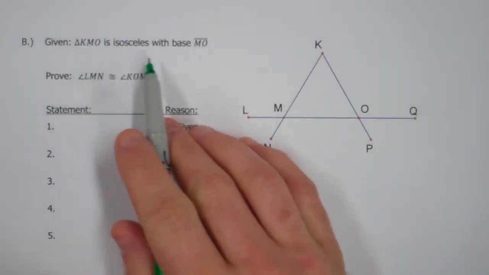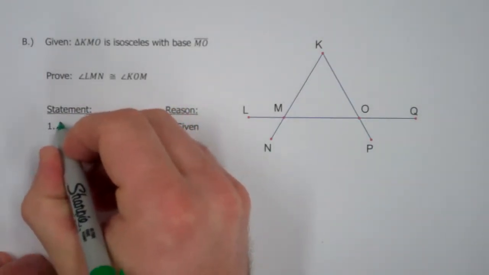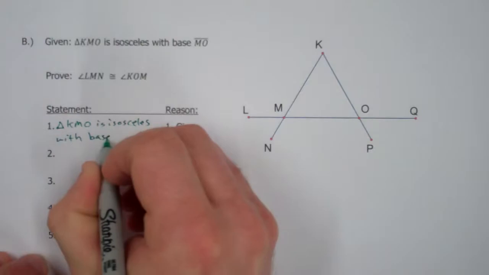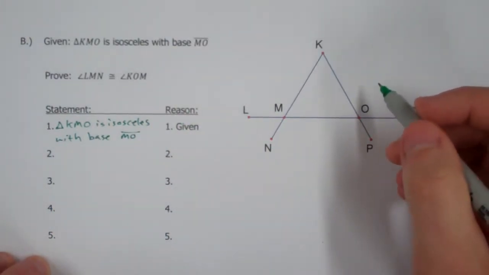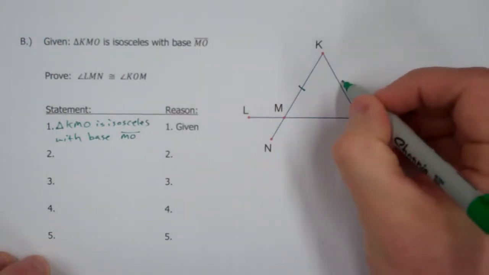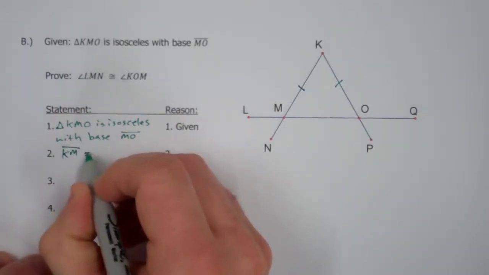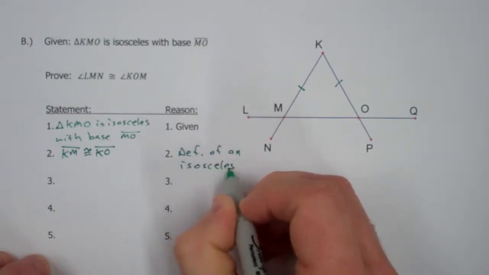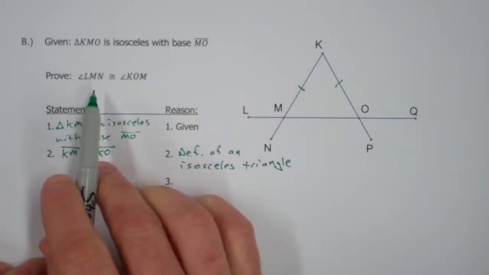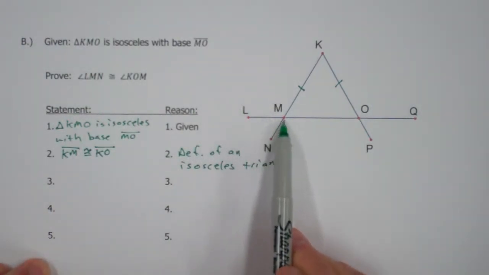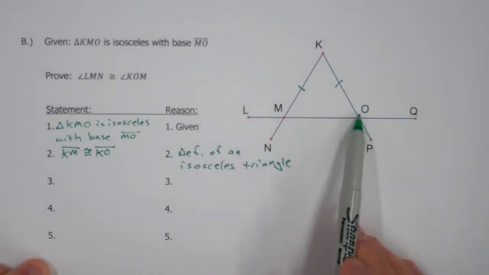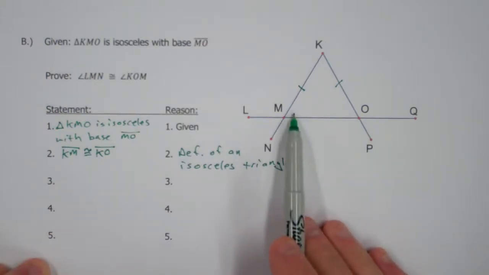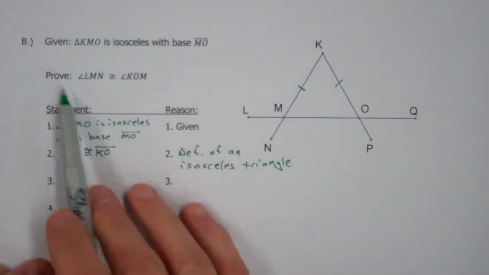In B, we're given that triangle KMO is isosceles with base MO. So let's write that down in our given information. And that's really the only piece of information we're given. With base MO. So all we know about an isosceles triangle is that the legs are congruent. So if this is MO, we can make the logical conclusion that KM is congruent to KO. And that's just the definition of an isosceles triangle. If you look at our proof statement though, we've got something here about angles. We want to prove that LMN, this angle, is congruent to KOM, which is this angle. Well, if we look at these two angles, they're vertical angles. And if we look at these two angles, we'd want to prove that they're congruent, and then we could prove by the transitive property that our proof statement is true as well.